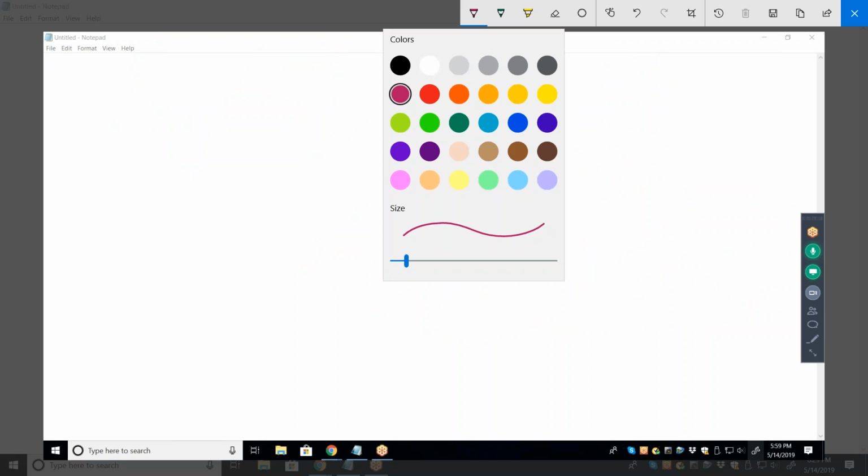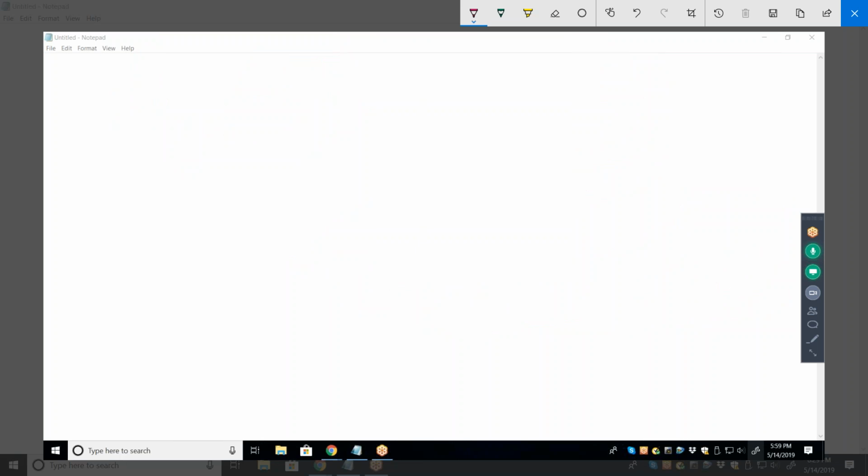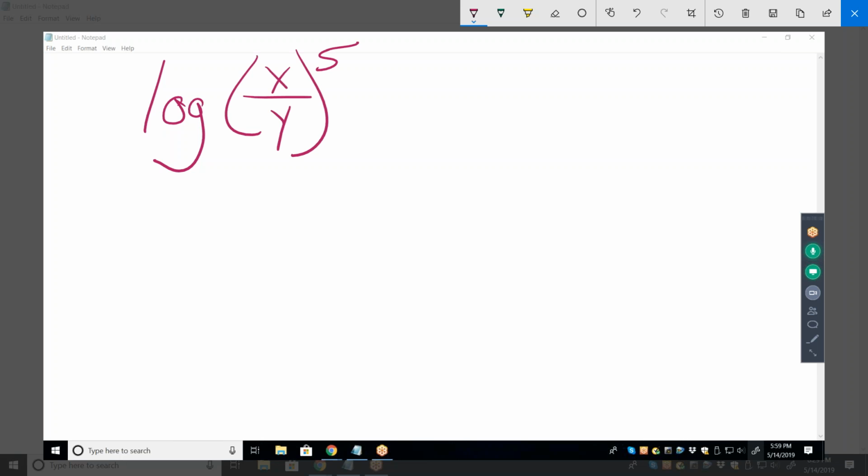What else? Okay, so this one you still have to expand, and it's log of x divided by y to the power of 5. The power of 5 is just for the y. Aha. That matters. So this time, I can't take that 5 and stick it in front, because it's only the denominator that's being raised to the 5th power. It's not both of them.